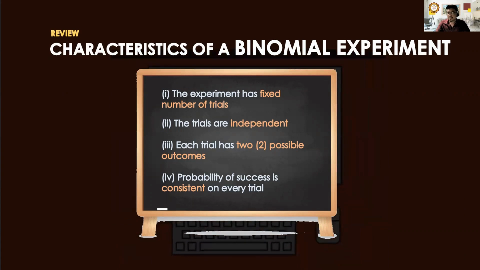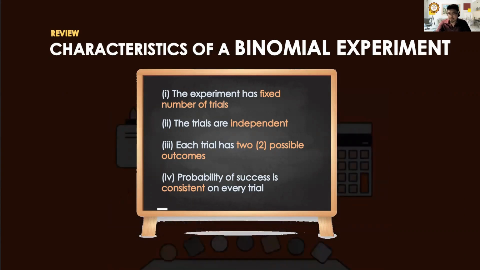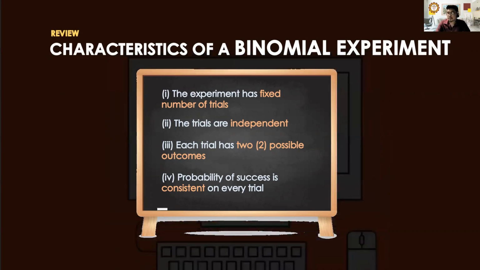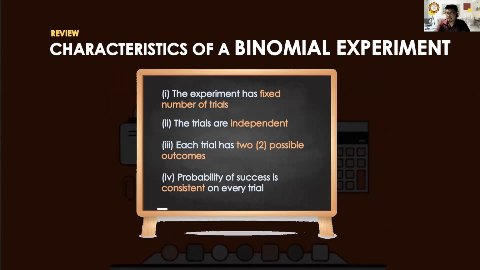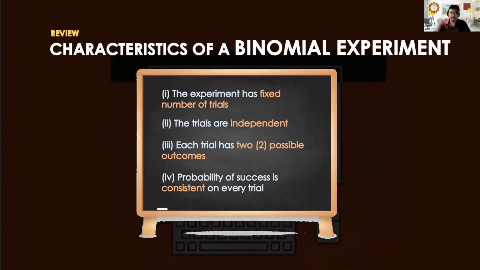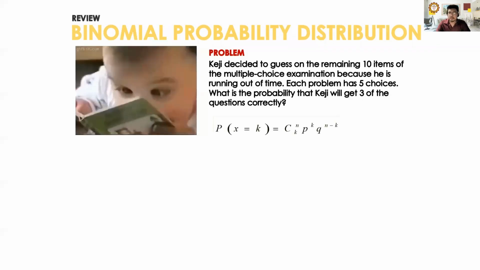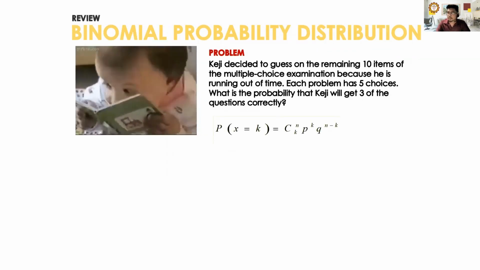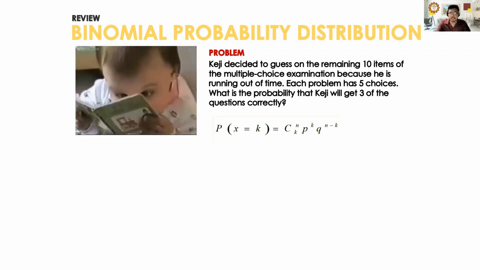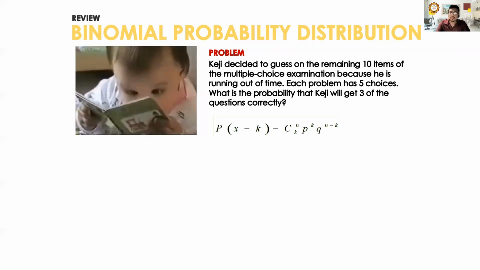Next is each trial has two possible outcomes, either success or fail. And then lastly, the probability of success is consistent on every trial. Let's have an example on binomial probability distribution. And then the formula for binomial probability distribution is flashed here on the screen.